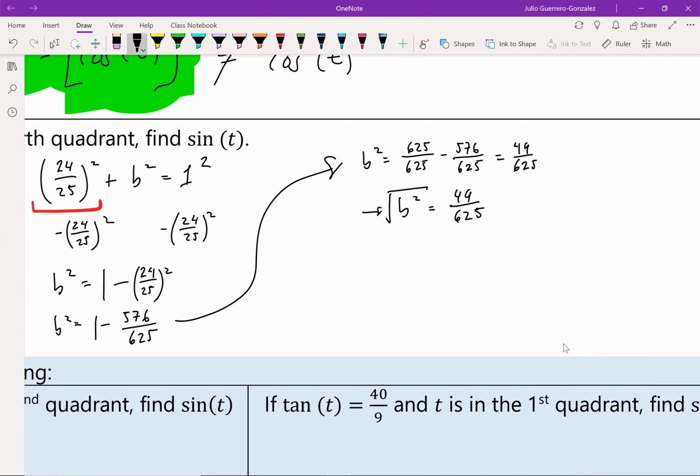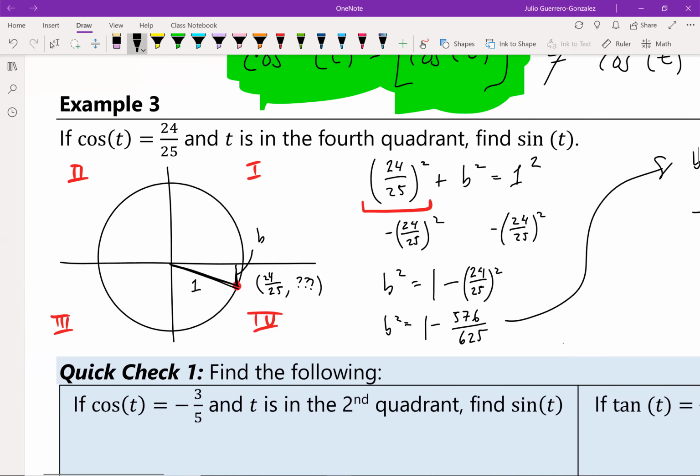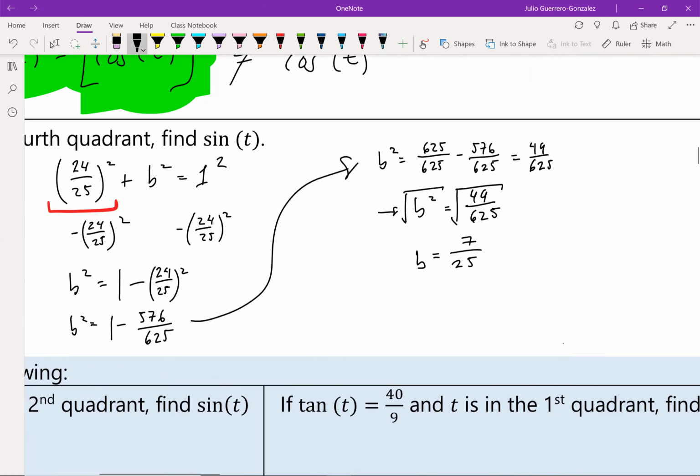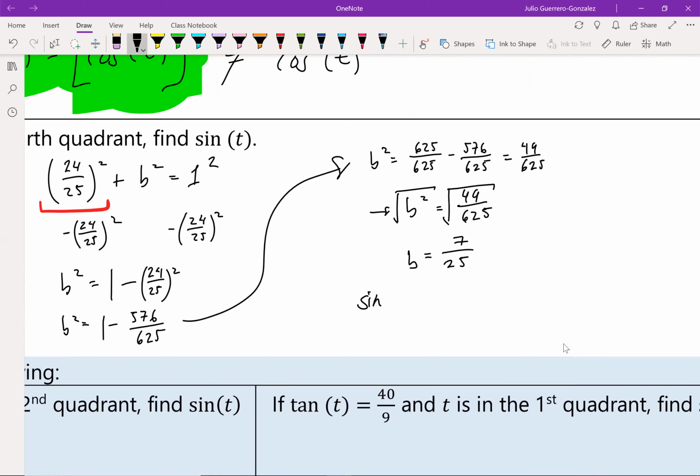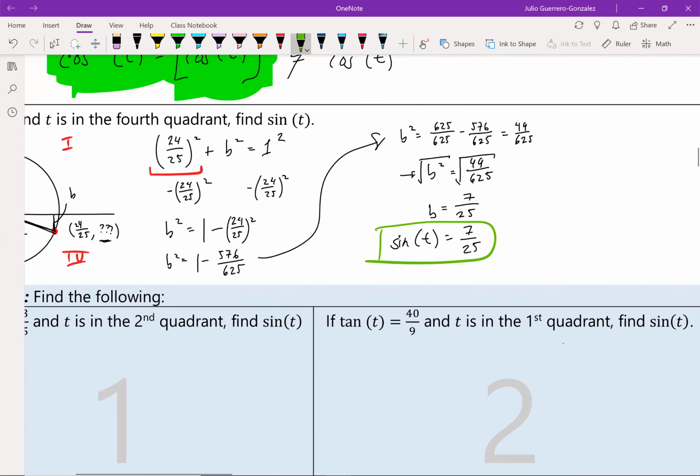Last step, square root. So b is equal to 7 over 25. Since it was sine that we were looking for, and that's the thing that was missing, we have our answer. So sine of the angle t is equal to 7 over 25. And we are done.